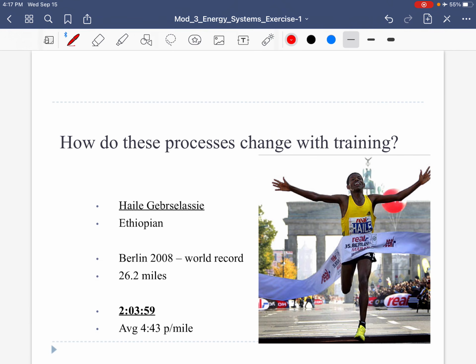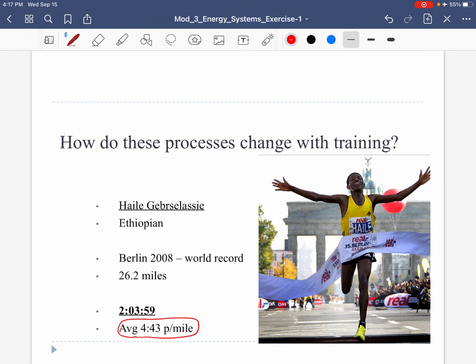Okay, last topic. What happens to these chemical processes with training? Now, this is an old slide of Haile Gebrselassie. As of 15 years ago, he had the world record for the marathon. And folks, that's 26.2 miles of running. He did it in 2 hours, 3 minutes, and 59 seconds. And if you do the math, that is running every mile at a pace of 4 minutes and 43 seconds per mile.